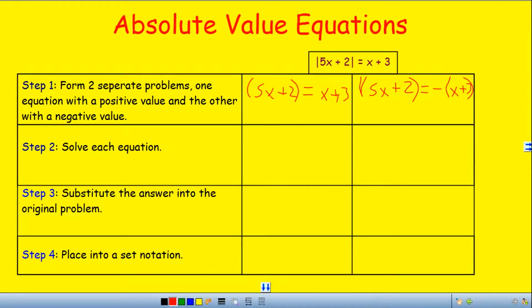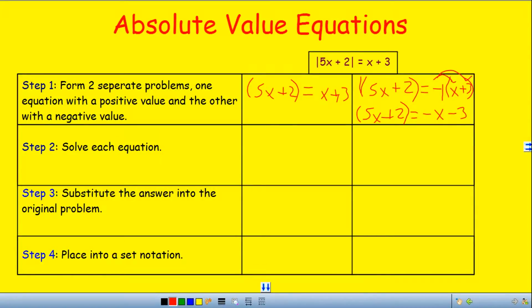Now, since that's negative on the outside, I'm going to go ahead and distribute that negative to the inside. So that coefficient there is a negative 1. If I distribute it, it will be negative 1 times x and negative 1 times positive 3. So if I rewrite it, it becomes 5x plus 2 equals negative x minus 3. So now we can solve each one of these equations.